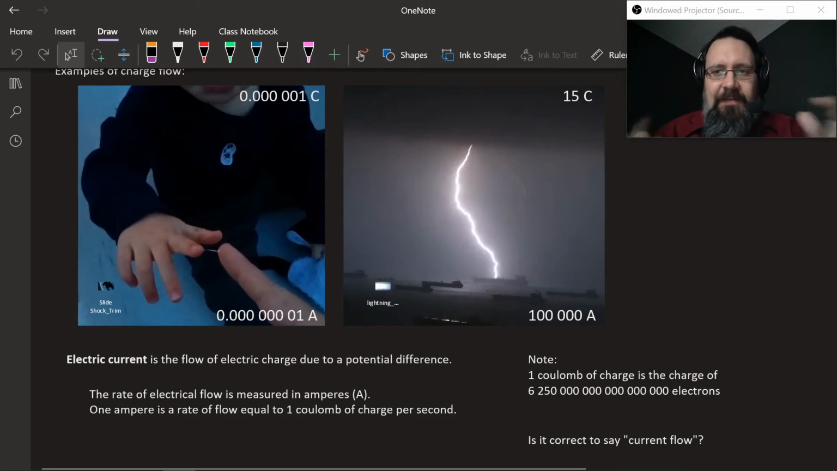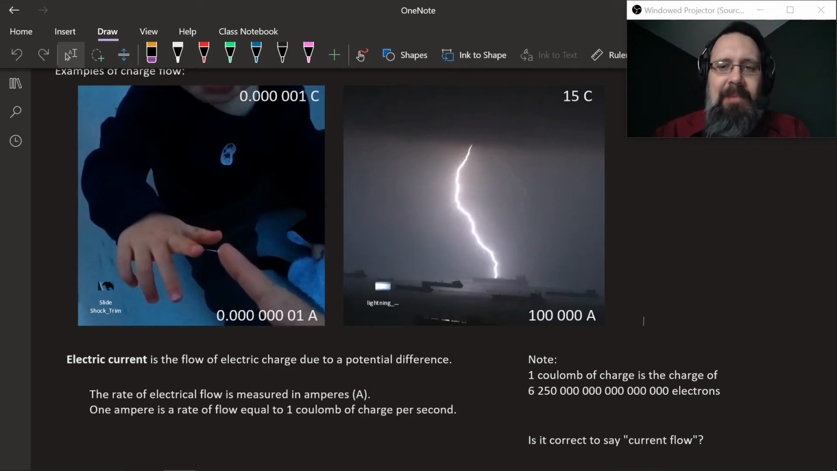So let's define what electric current is. We say that electric current is a flow of electric charge, and it's caused by a potential difference. That's what we talked about last lesson. At the end of last lesson, we talked about this concept of a potential difference. So what does that mean? It's a really hard idea to understand.